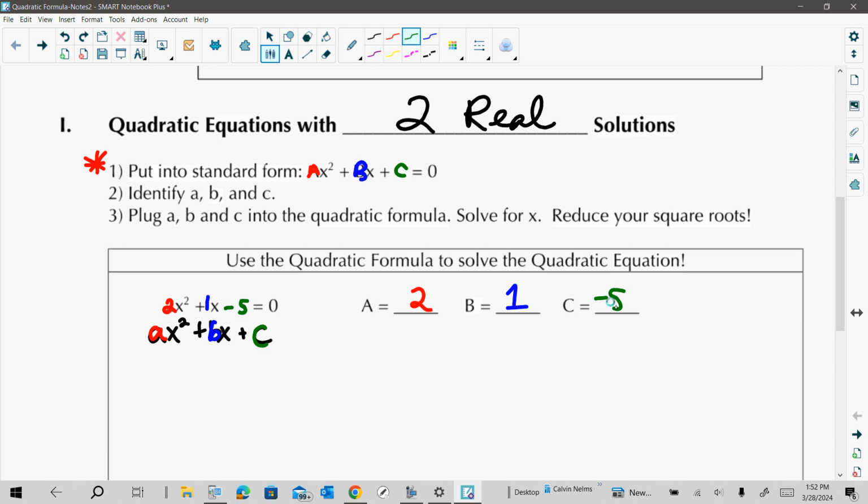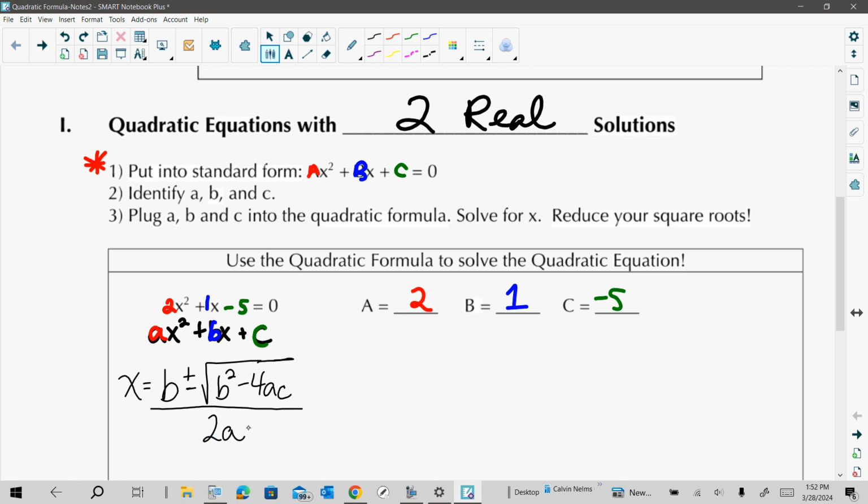All right, so we're going to plug this into the formula. The formula we're using, and I'm just going to write it over here to the side, is x equals negative b, sorry, I wrote that backwards. x equals negative b plus or minus the square root of b squared minus 4ac. That's all underneath the radical. And then this is over 2a.